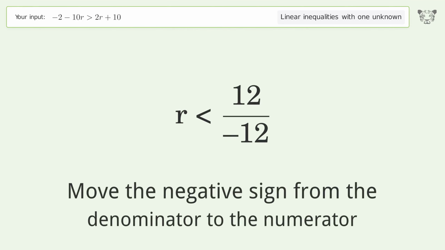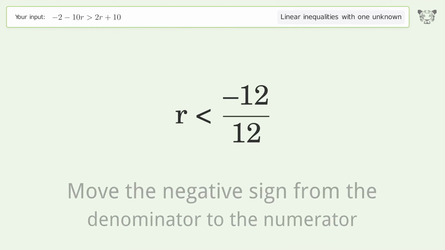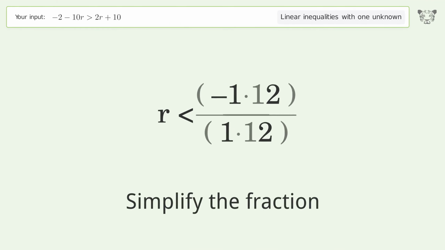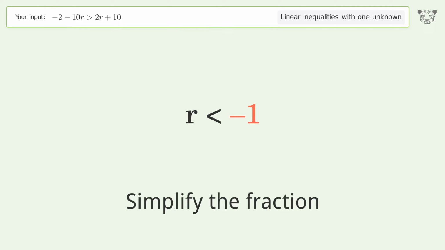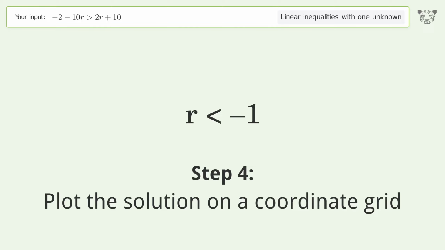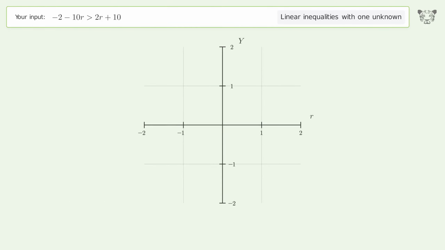Move the negative sign from the denominator to the numerator. Simplify the fraction. Plot the solution on a coordinate grid. And so the final result is r smaller than -1.